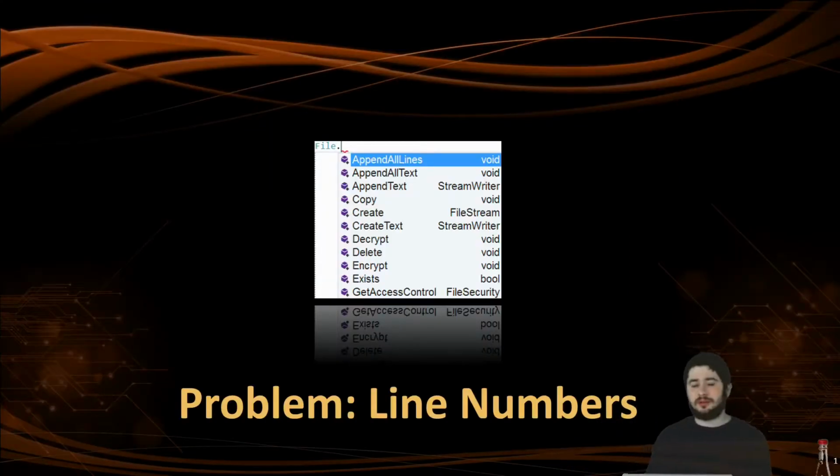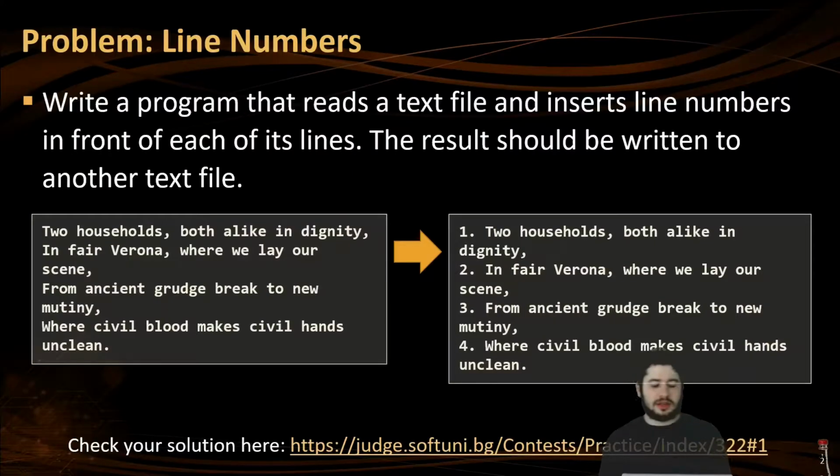The next problem we're going to solve is line numbers. You're given some input file, and you have to insert line numbers in front of each of its lines. The result should be written in another text file. I will just use input and output.txt again. We actually already did this while I showed you how to work with what we just learned, so you already know how to do this. Don't wait for me to solve it, attempt it on your own.